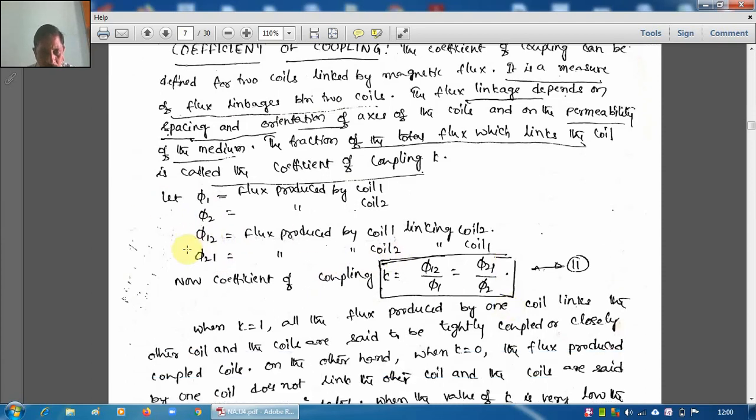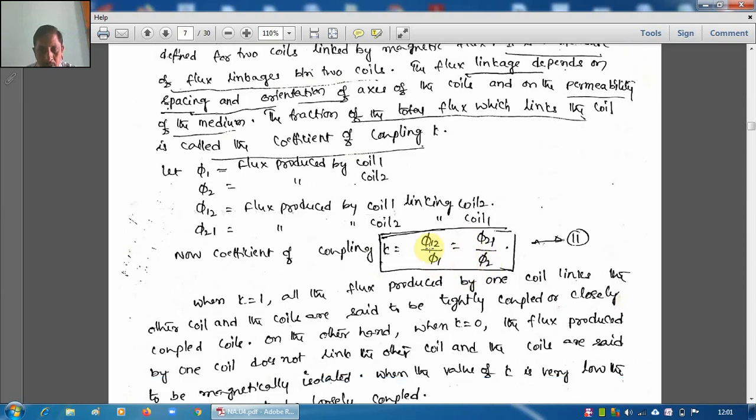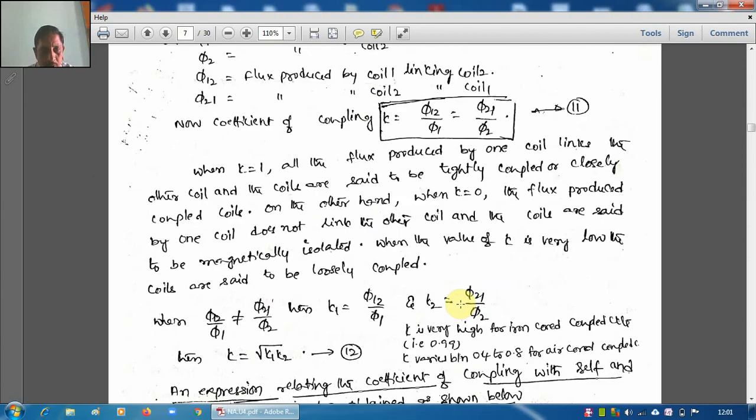If these are all the quantities, now the coefficient of coupling can be written like this: K equal to phi 12 by phi 1, or phi 21 by phi 2. So how much amount of flux produced by coil 1 links coil 2, that is the ratio. Similarly, how much amount of flux produced by coil 2 links coil 1, this ratio is called coefficient of coupling.